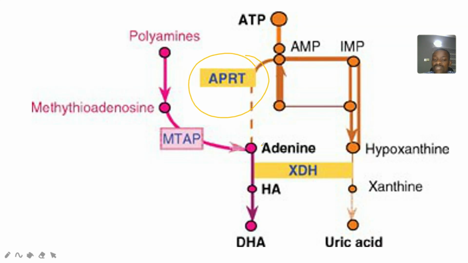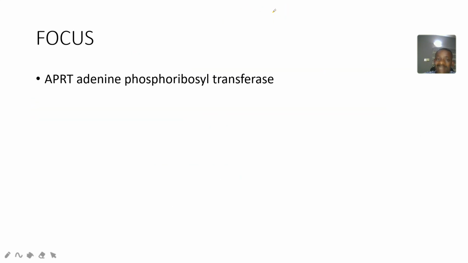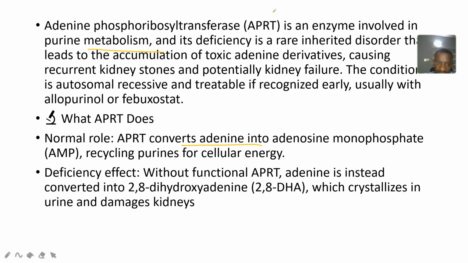This helps to recycle purines so that they are always available for energy production. Adenine will be converted to adenosine monophosphate here, which could become ATP, that's energy. So the enzyme there is adenine phosphoribosyl transferase.